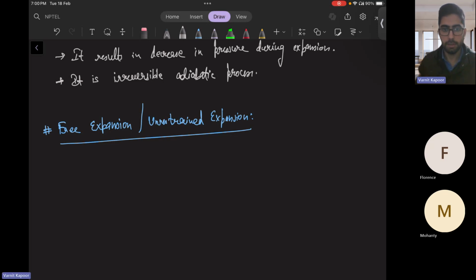Okay, suppose you have a chamber, and it is separated by two partitions. One has gas, one is vacuum. If you open the partition, the whole chamber will fill with gas. It's an insulated chamber. So as soon as you open the partition, it's a free expansion of the gas against the vacuum.